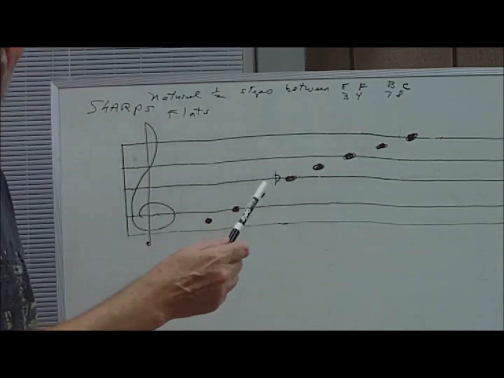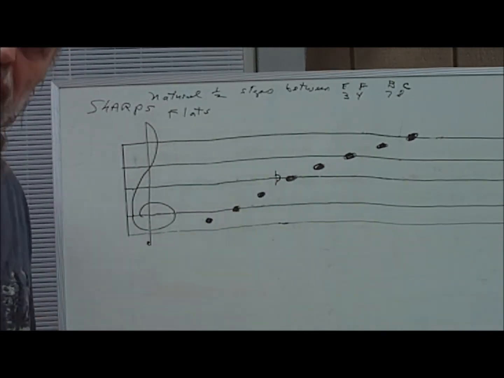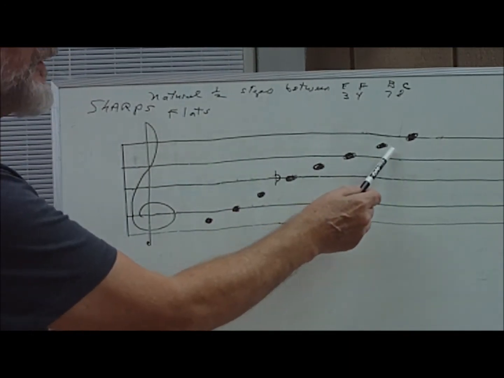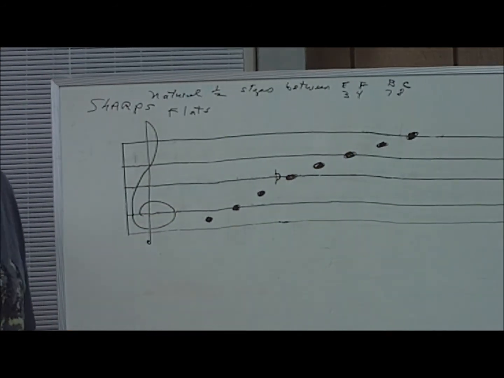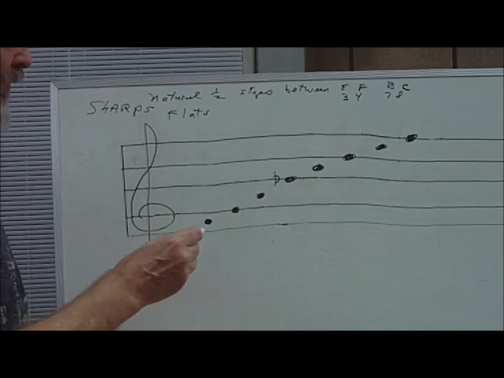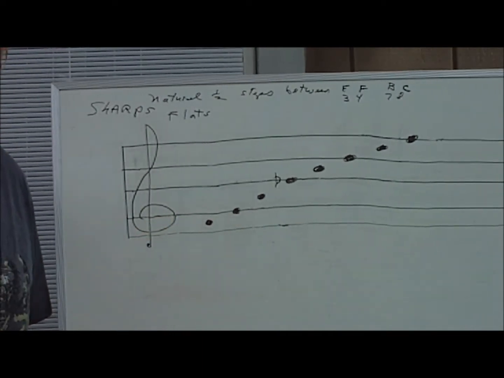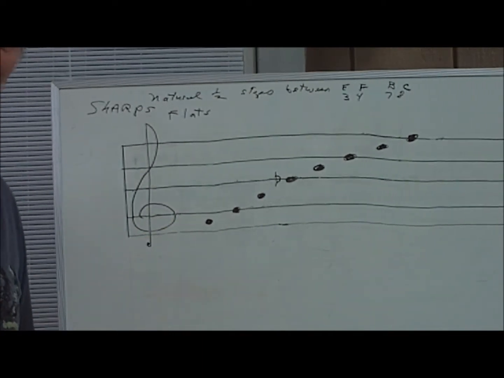C to D, whole step. D to E, whole step. Let's look at the last one. E to F. Hey, that's our natural half step. That means we're done. That means in the key of F, there is one flat. Isn't that cool? So in the key of F, there's one flat, B flat.